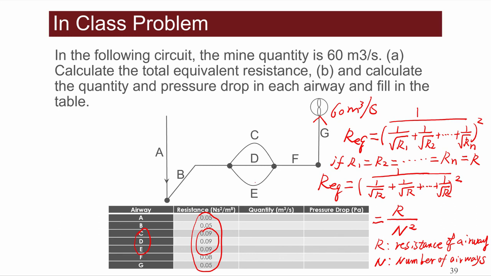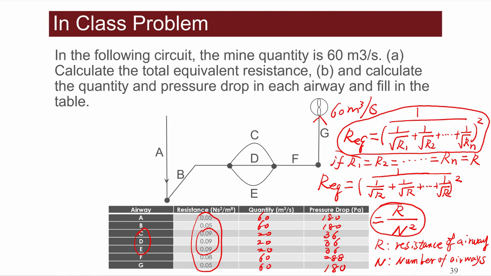So if there are several airways in parallel and the resistance of each individual airway is the same, we can use this simplified equation. Of course, you can use the original equation to do it. That's no problem. Okay, I ask you to pause the video and take a couple of minutes to solve this problem. All right, pause the video now. Okay, I believe you have worked out this problem, and here I will show the result to you, so you can compare your result to the correct answer. Hopefully you got this problem right.